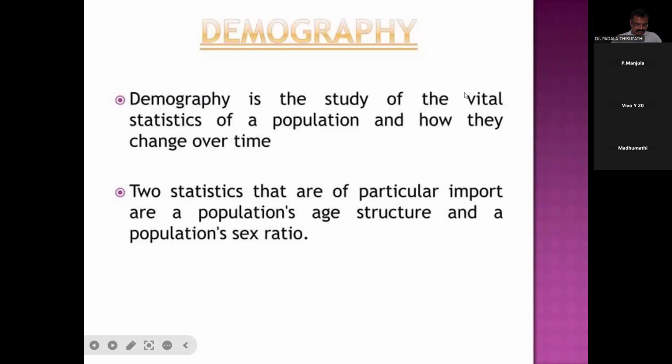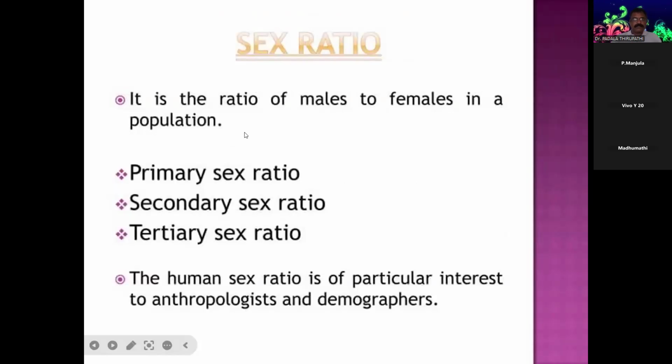Another characteristic of the population is demography. It is the study of the vital statistics of the population and how they change over time. So it is called demography. Two statistics that are particularly important are the age structure and the population sex ratio. The first one is the sex ratio, that is the ratio of males to females in a population. The human sex ratio is of particular interest.